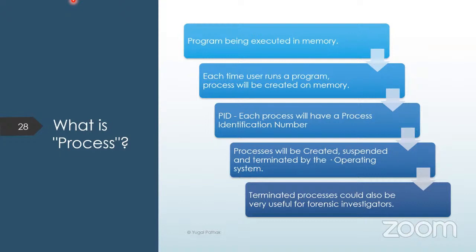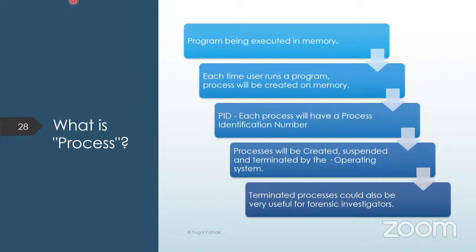Now, each process has a specific process identification number, or PID. Different processes in the system are being created, suspended, and terminated by the operating system. We call these processes daemons in Linux. So different daemons are being created and terminated from time to time.